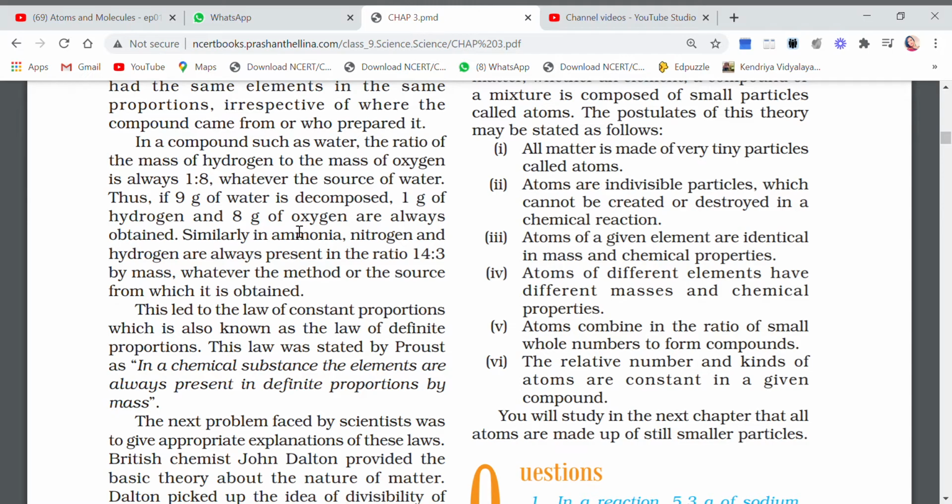So let me see how many of you can calculate. The ratio is given here. I know 14:3 will be the answer, but you have to write down all the steps and show me your calculations. How will you find out the ratio of nitrogen and hydrogen which is used to make a compound called ammonia? So this is question number 3.